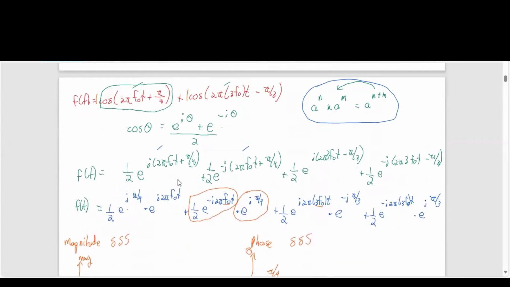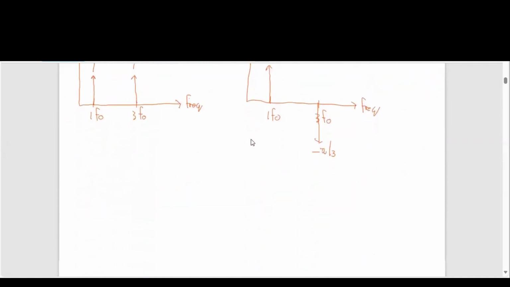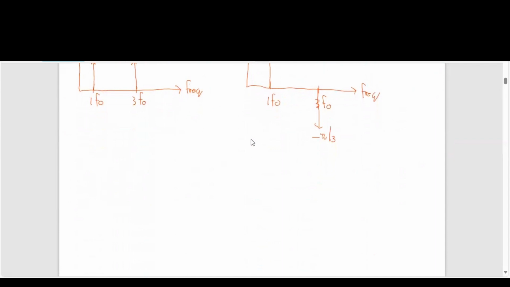And then for the 3F note is minus pi on 3. So that will go down to minus pi on 3. Yeah? Right, so the double-sided spectrum now is a different color.